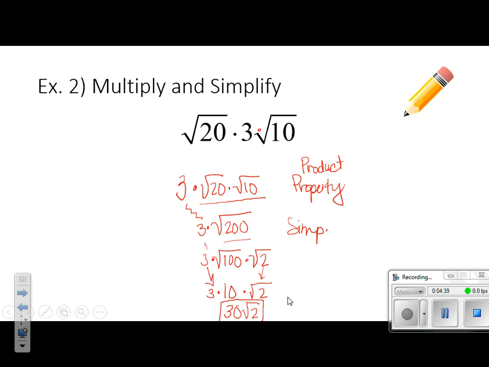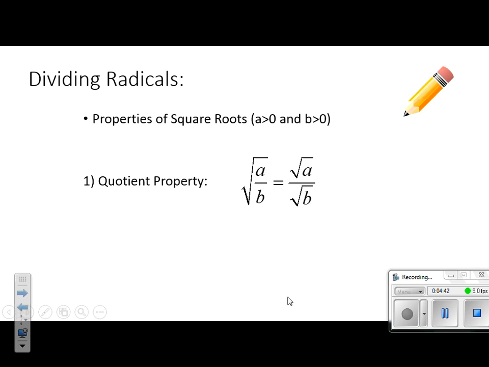Now, the second property that we have to know for radicals is the dividing property, which we don't call the dividing property, we call it the quotient property. The quotient property means to divide. Just like with multiplying, where we could split them up, with dividing we can also do the same thing. So we can take something that's 2 parts and make it 1, or we can take 1 part and make it 2 separate parts.